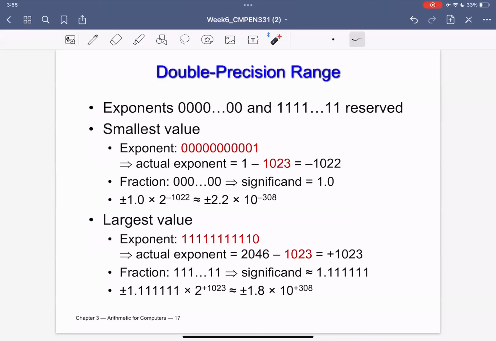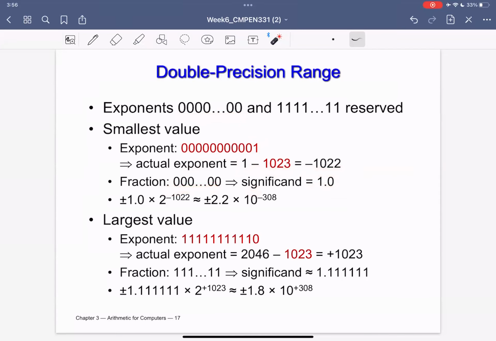Let's try to do exactly the same thing, but with double precision. We would think exactly the same. The only difference is the value of the bias. Let's see how we can do that. Again, all zeros are reserved, so we'll take the smallest as all zeros, except the very last one, which will be 1. So the actual exponent is basically 1, which is here, minus the bias, which will give me that number. The fraction, again, all zeros, so the significand will be 1 plus the fraction, which is that.